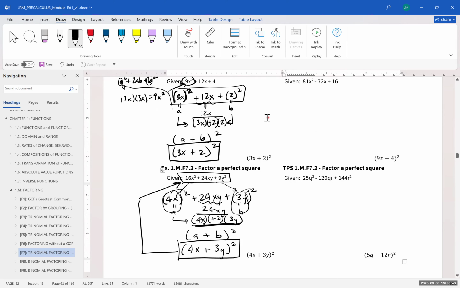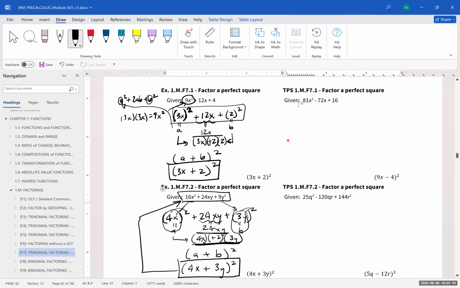Okay, so here I've given you 2 examples that you can try, these 2 think pair shares, on your own. So go ahead, pause the video now and give it a try. You can check your answers here too.